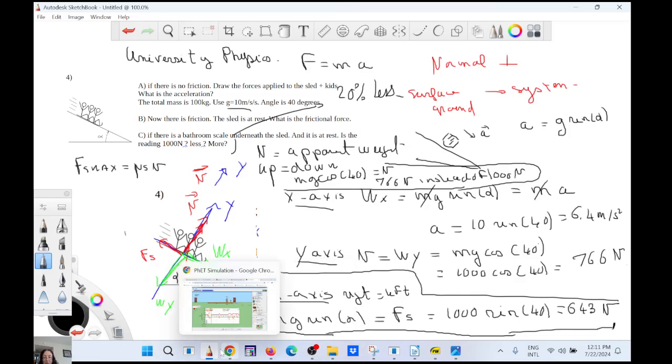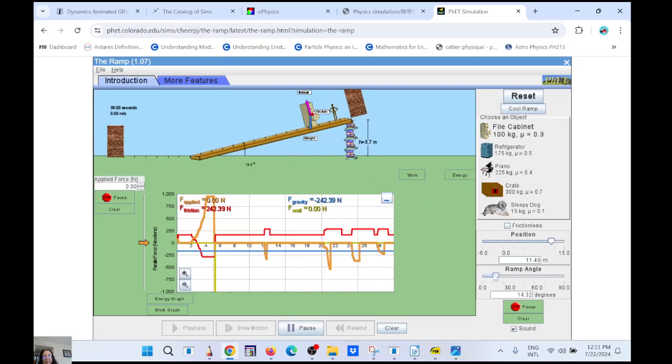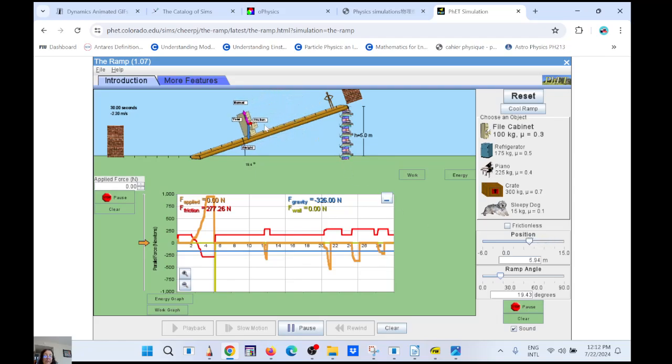Oh, and I wanted to show you a simulation here. You see it's not moving because you have static friction. And then as you increase the angle here, static friction is going to have to increase until it reaches a maximum, and then you have kinetic friction.